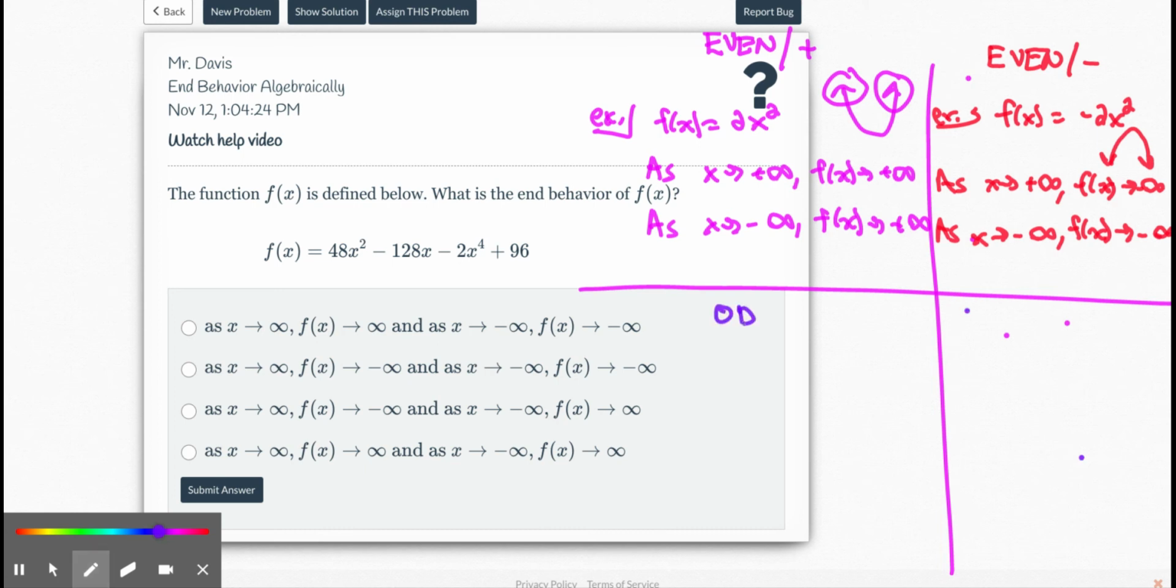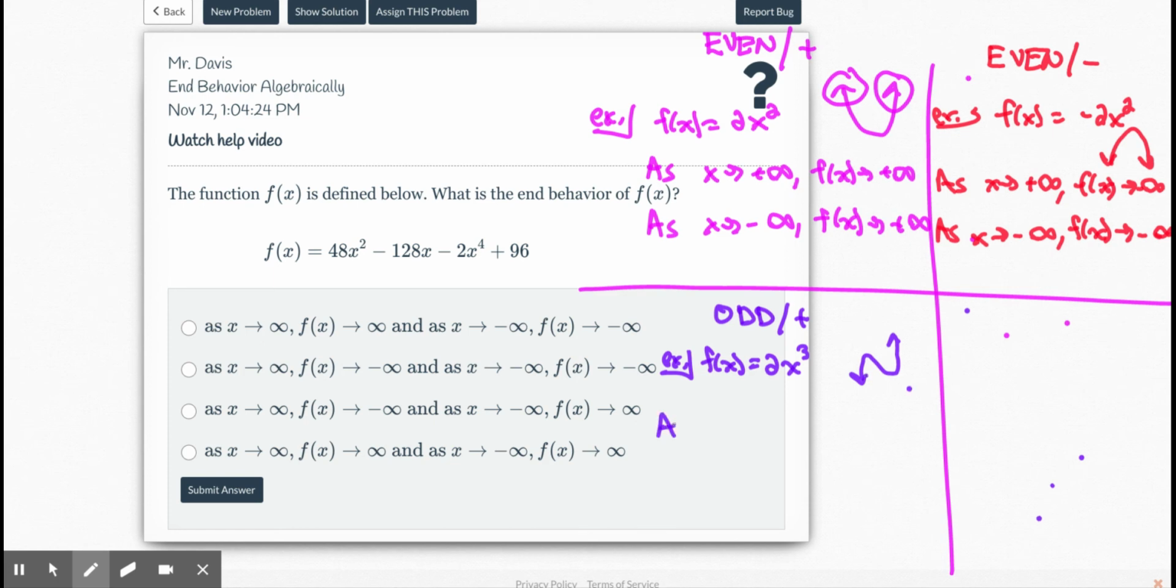So let's say if I have an odd and positive next. So the example would be 2x cubed. And again, this would be the case if it was x to the fifth or x to the seventh, and so on and so forth. So this one's going to have this basic shape here.